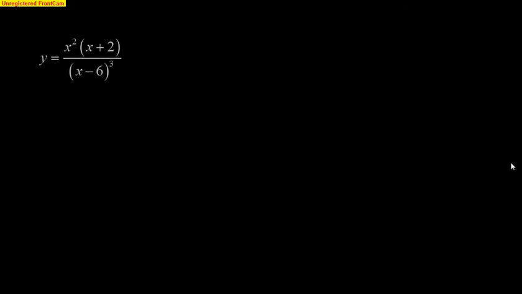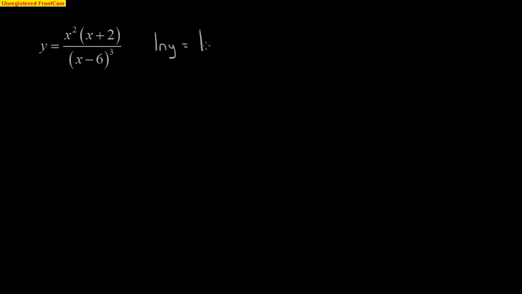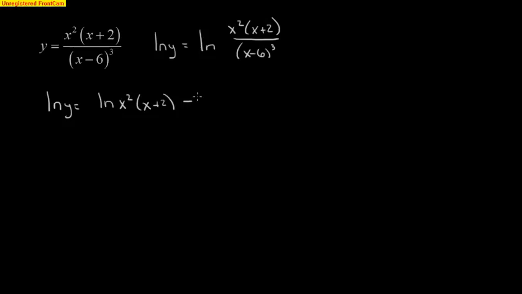Alright, so again, first step, take natural log of both sides. So I've got natural log of y, natural log of x squared, x plus 2, all over the quantity of x minus 6 cubed. Alright, expand using the properties. I'm going to come down here. Natural log of y, I'm going to have the natural log of x squared, x plus 2, minus, because of the quotient, natural log of x minus 6 cubed.